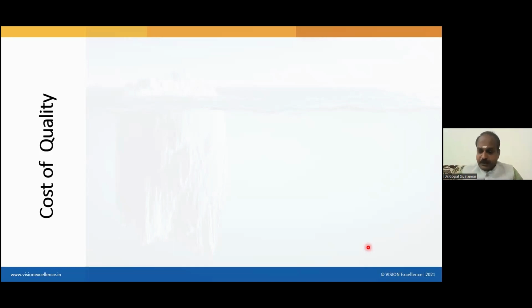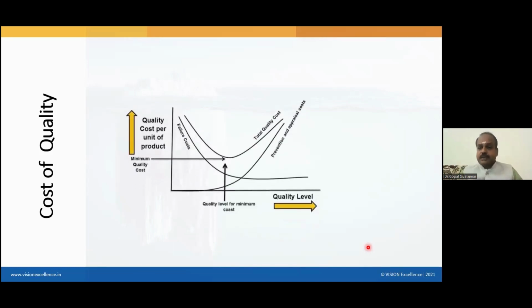Let us see them in the form of a graph. See here, there is a graph. The x-axis talks about the quality level. Imagine you are developing a product. You may not get the desired level of quality very easily. You may have to go for several rounds of iteration. You design a product, develop it, and see the trial, and then feedback comes, and again you redesign. So many things you do. Gradually, your quality level increases.